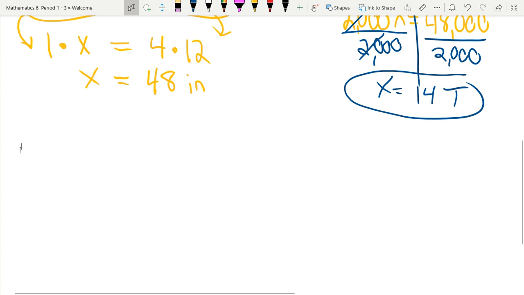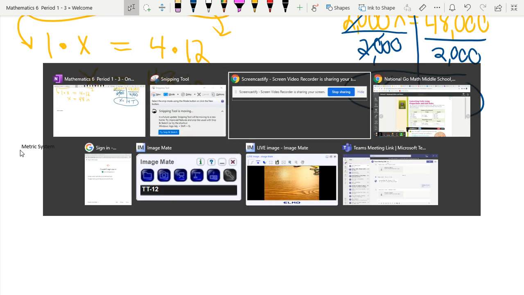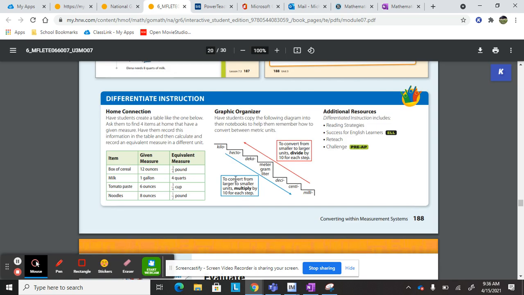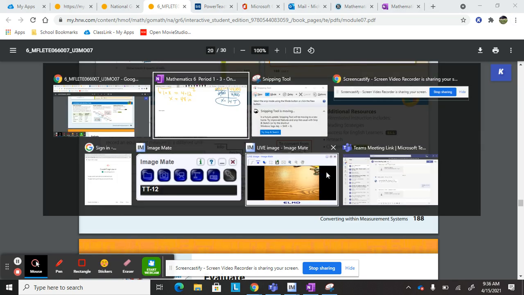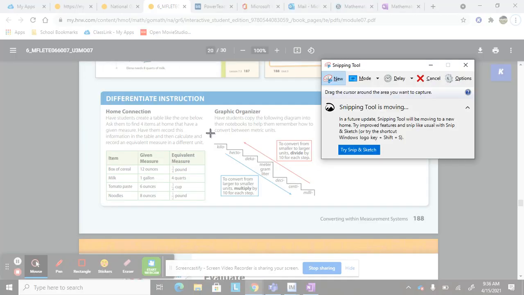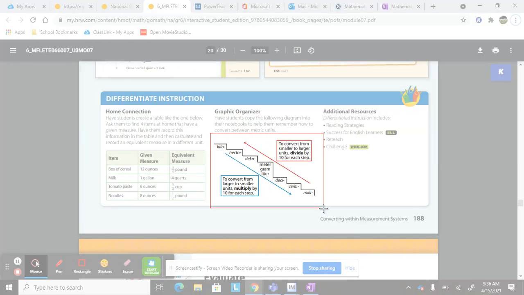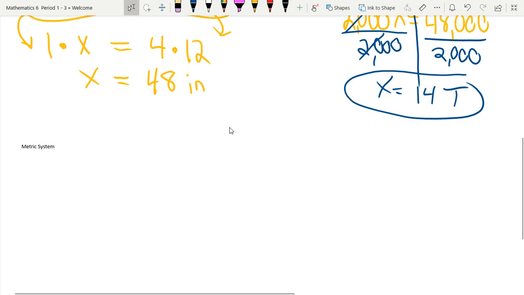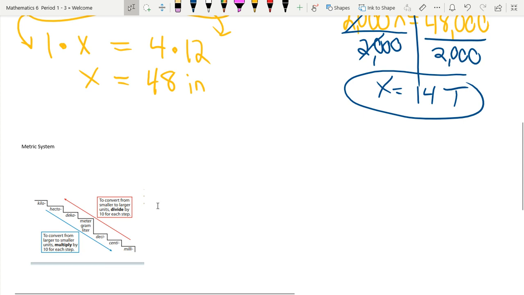Now I want to talk about the metric system. Okay. This one, in my opinion, is pretty much the easiest one to do. And for that, I'm going to grab this chart right here. We have this in our notes. I'll make this a little bit bigger.